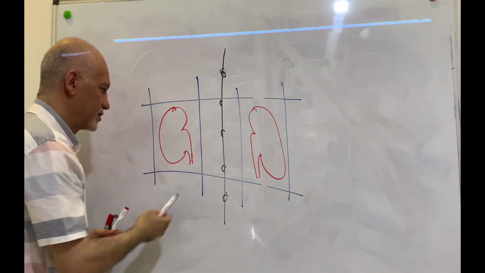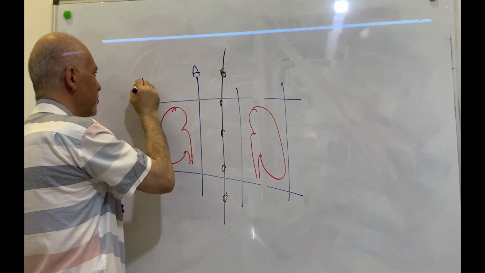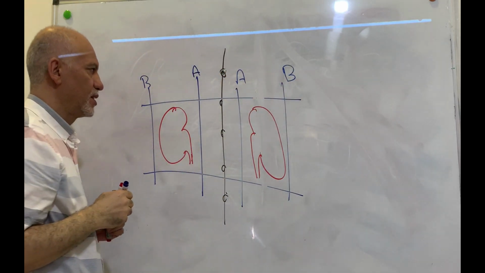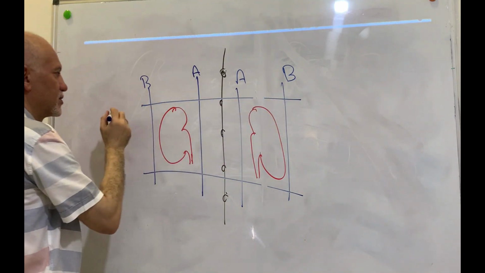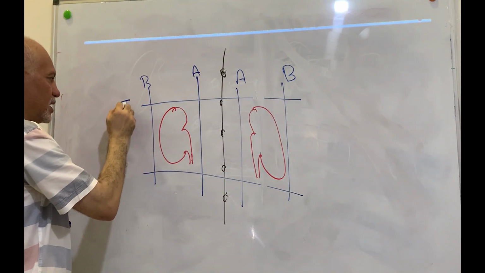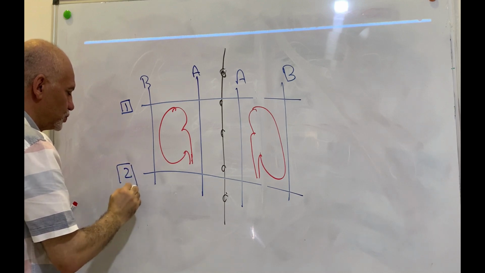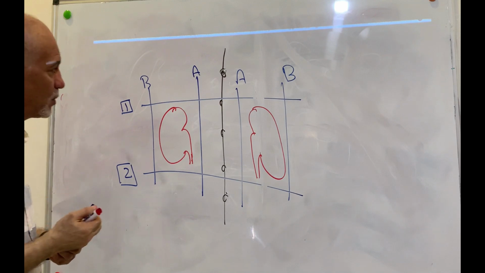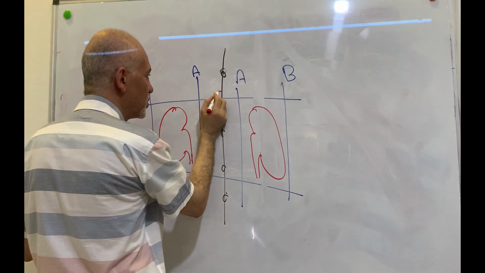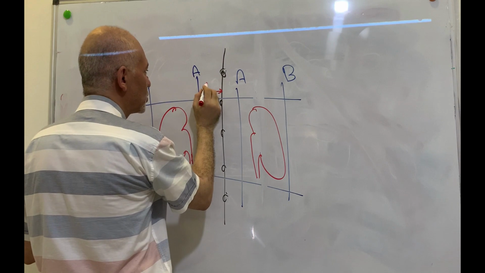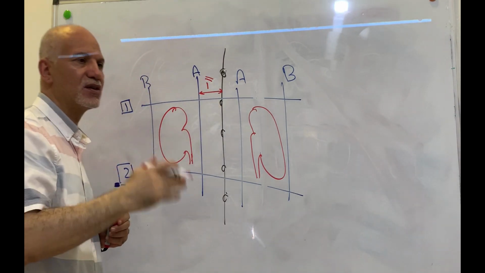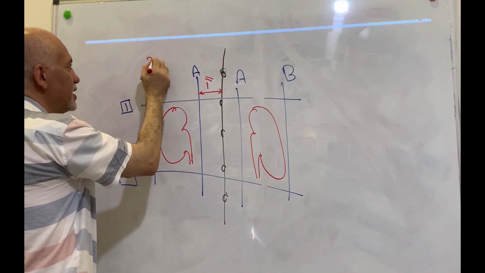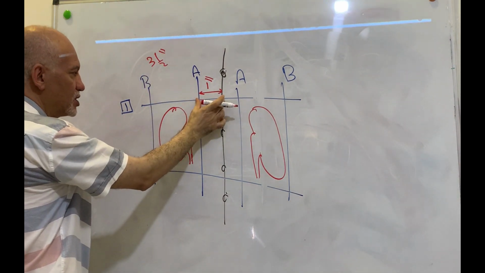Two vertical lines, line A and line B, and two horizontal lines, line 1 and line 2. Line A is about 1 inch or maybe 1.5 inch from the midline, which is the vertebral column. Line B is about 3.5 inch from the midline.